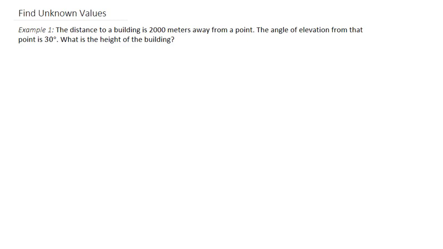Find unknown values. Example 1. The distance to a building is 2,000 meters away from a point. The angle of elevation from that point is 30 degrees. What is the height of that building?